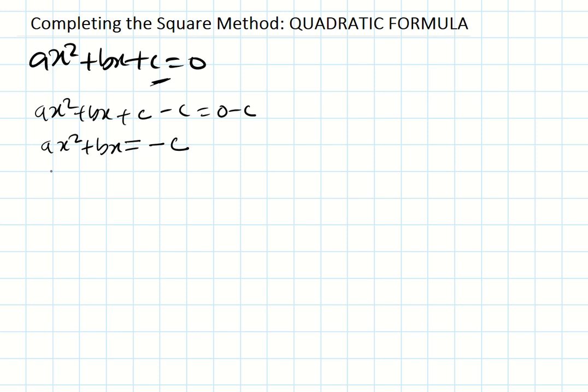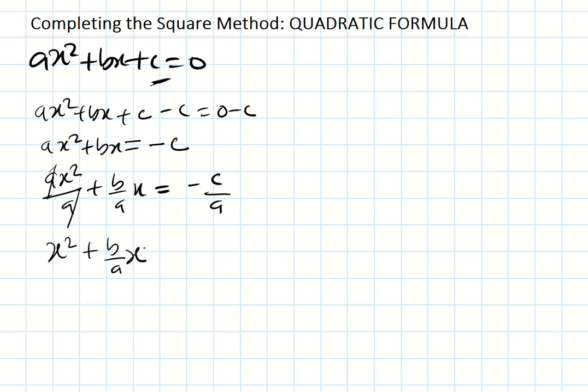Now, the next step is to make the coefficient of x squared unity. So we divide both sides by a. So when we do that, we have minus c over a. So a cancels a. So we're left with x squared plus b over a x is equal to minus c over a.